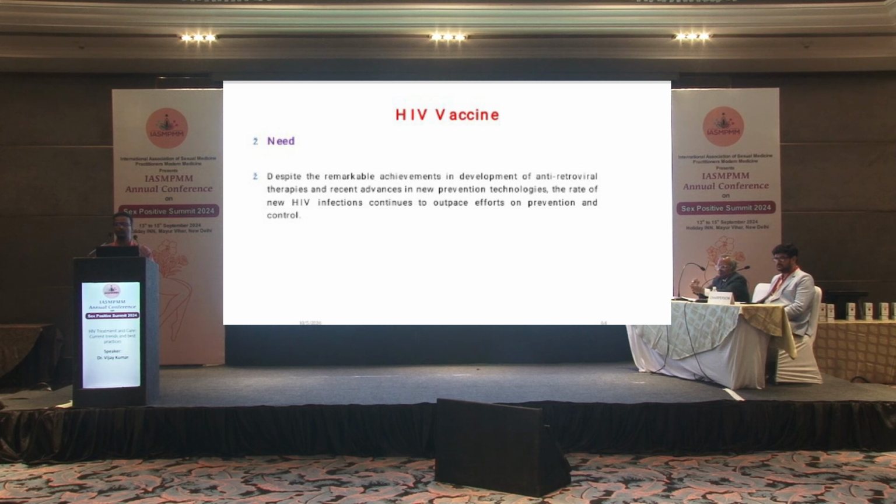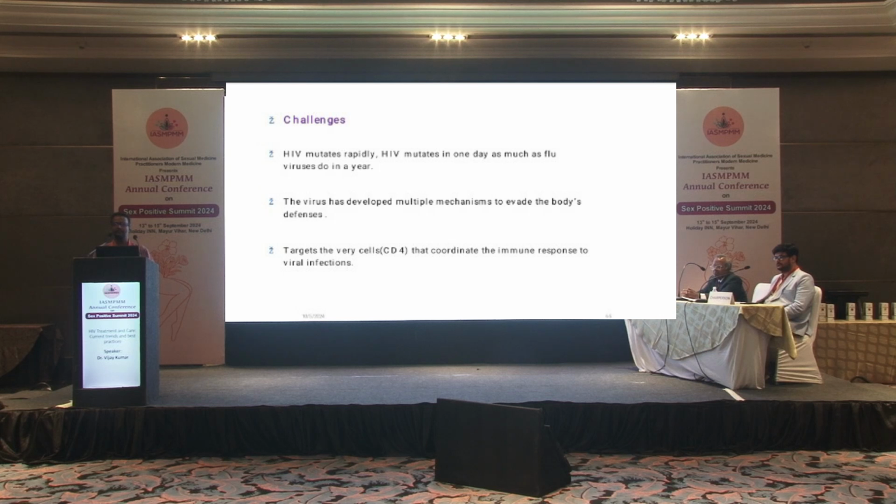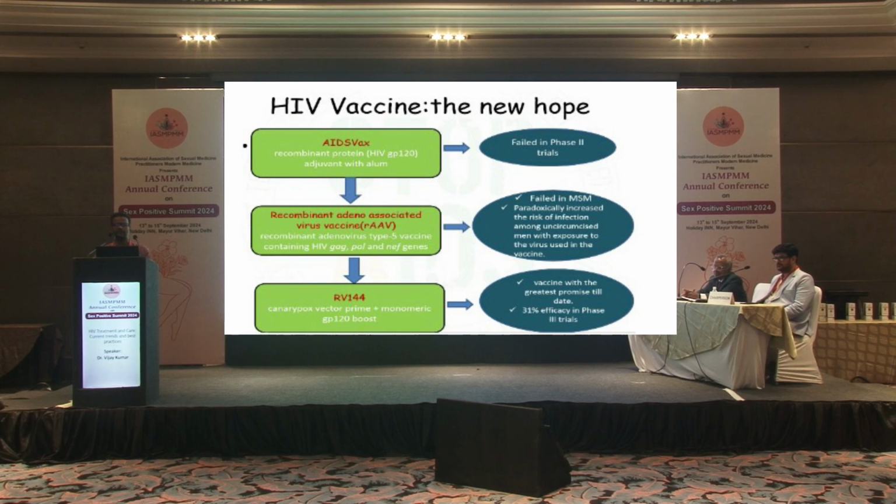Last is vaccines. A few points about vaccines. What is the need? Despite the remarkable achievement of antiretroviral therapy, there is definitely a need for an HIV vaccine. But the challenges in developing a vaccine are that HIV mutates rapidly, in one day as much as the flu virus does in a year. The virus has developed multiple mechanisms to evade the body's defense, and it targets CD4 cells, which coordinate the immune response to viral infection. These are the challenges.